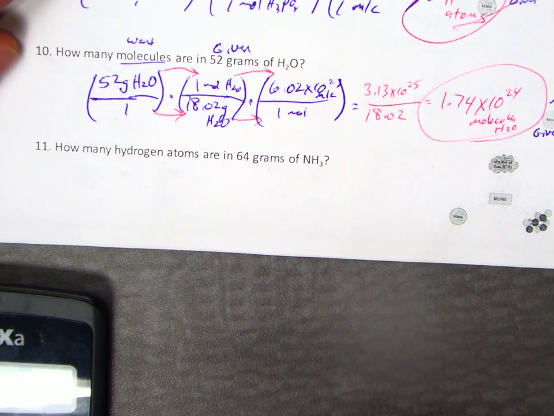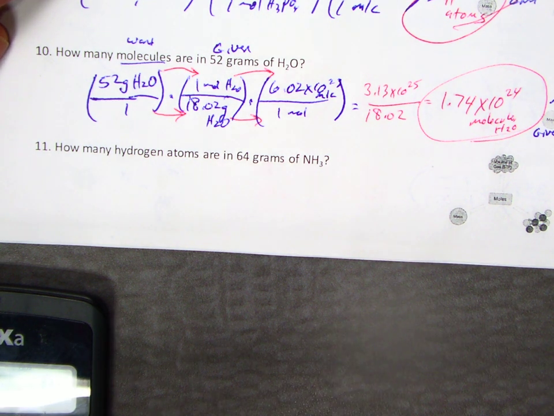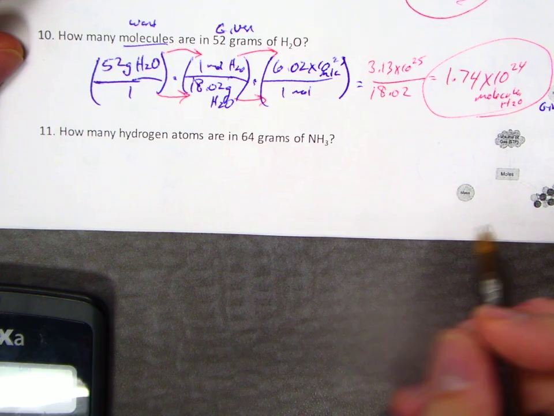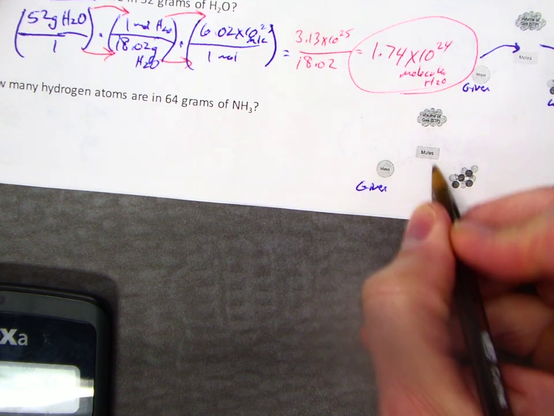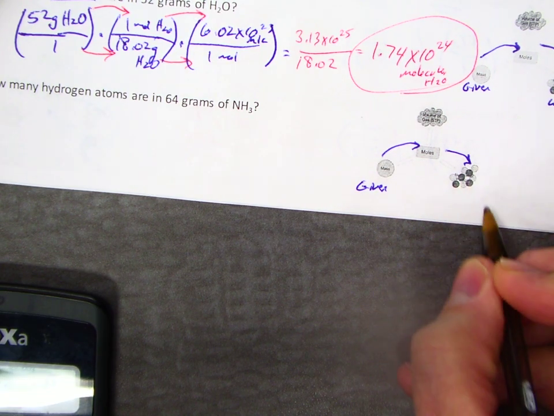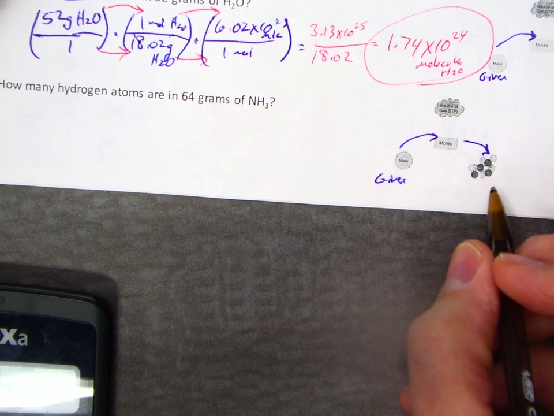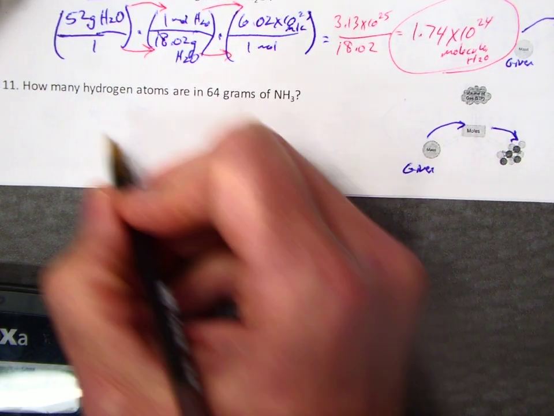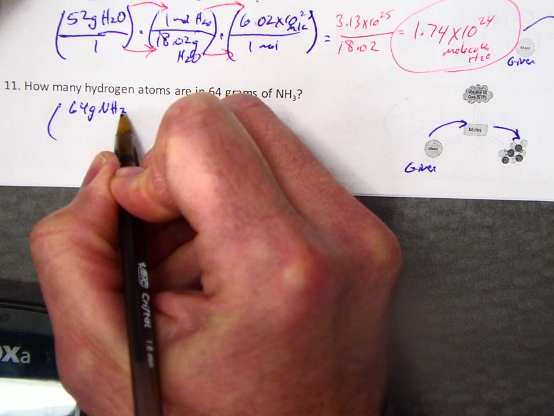Now number 11 says how many hydrogen atoms are in 64 grams of NH3? So similar to the previous example, what we are given is over here for mass. What we want is in hydrogen atoms, which is a particle. So let's go ahead and take 64 grams of NH3.